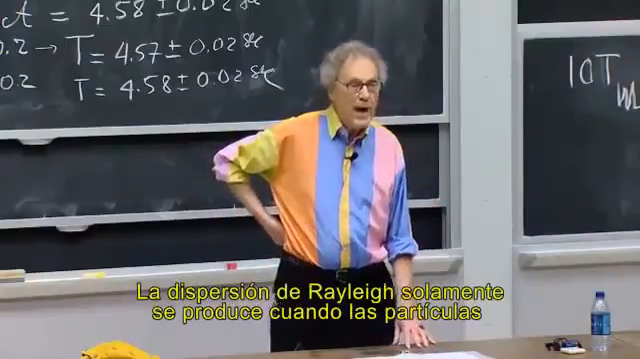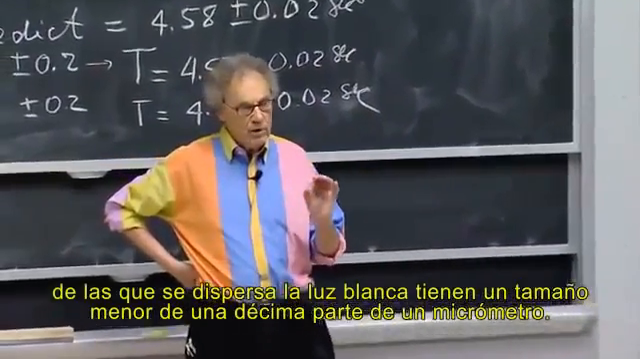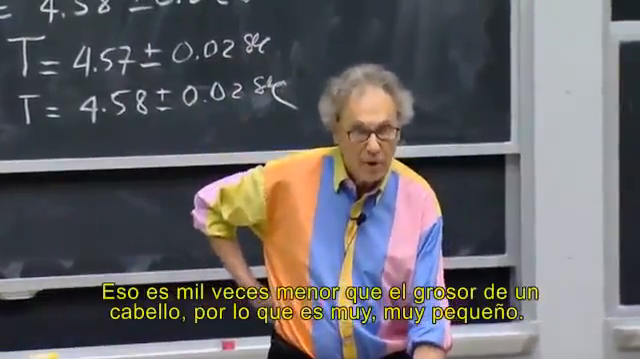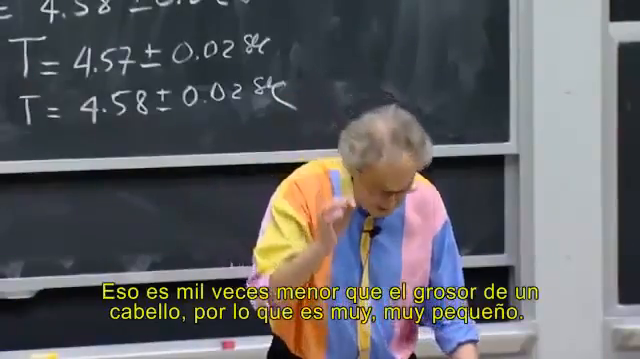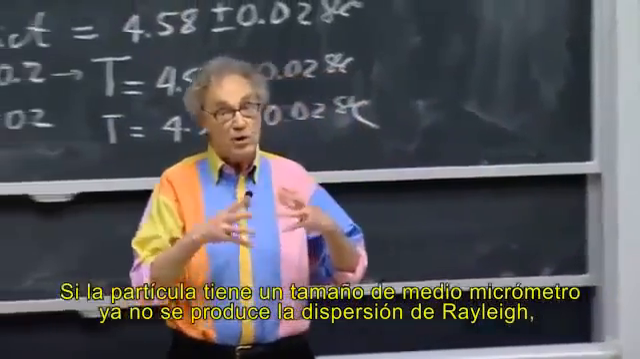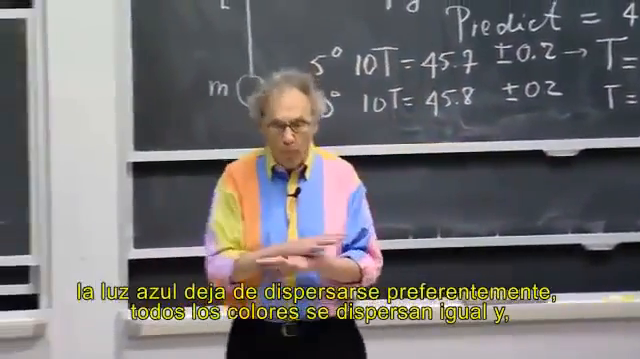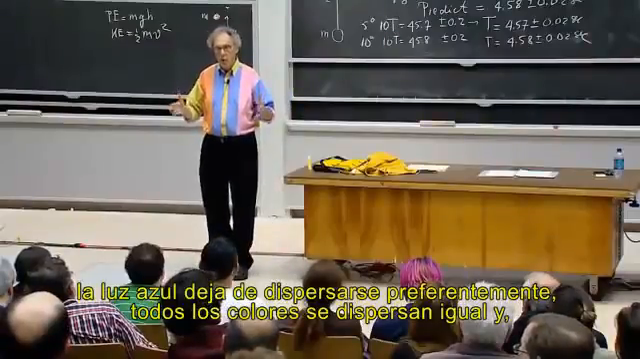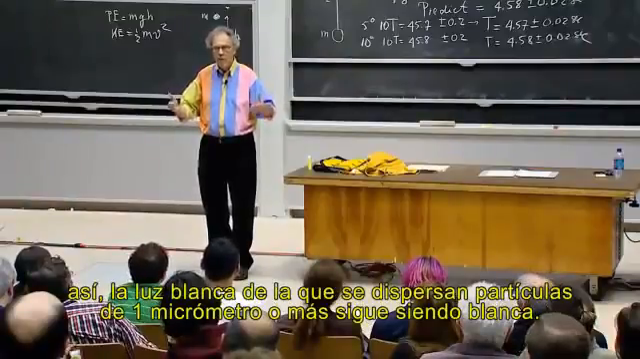Rayleigh scattering only happens when the particles off which the white light scatters are smaller than 1/10 of a micron. That means 1,000 times smaller than the thickness of your hair. So it has to be very, very small. If the particles are as large as 1/2 a micron, then there is no longer Rayleigh scattering. There is no preferred scattering for the blue light. All colors scatter equally, and so white light scattered off particles that are 1/2 a micron or larger remains white.